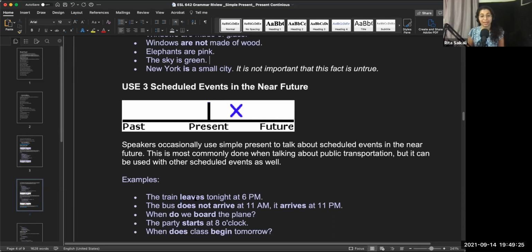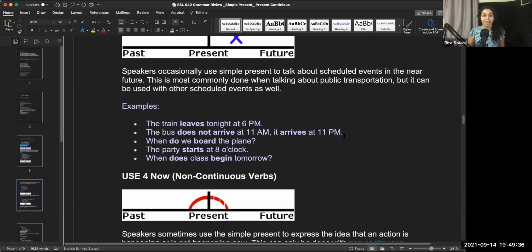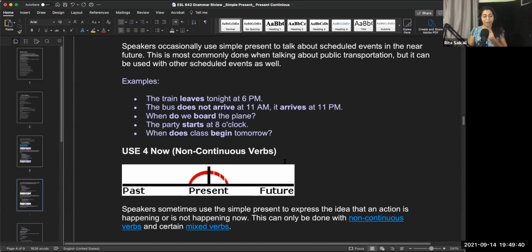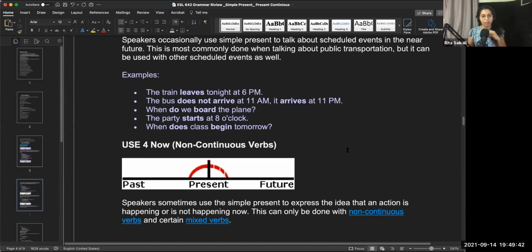When do we board the plane? We board the plane at 6:30. The party starts at 8 o'clock. So these are all, again, simple present.